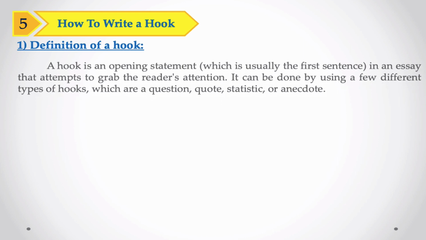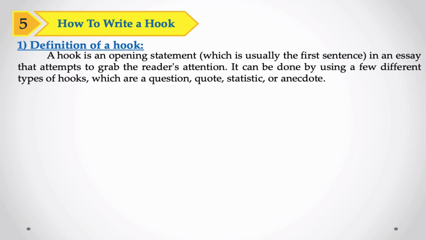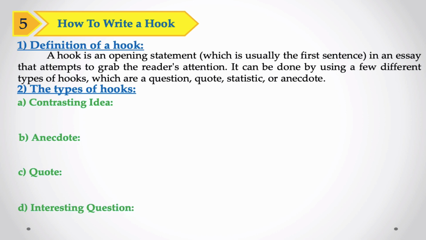I like the last point about how to write a hook because it's the key to grabbing the attention of the reader, and I recommend putting a lot of attention in this course on the hook. Definition of a hook: a hook is an opening statement, usually the first sentence in an essay, that attempts to grab the reader's attention. It can be done by using a few different types of hooks, which are a question, quote, statistic, or anecdote. So here let's have a look at some types of hooks.